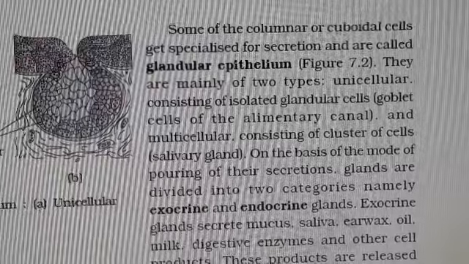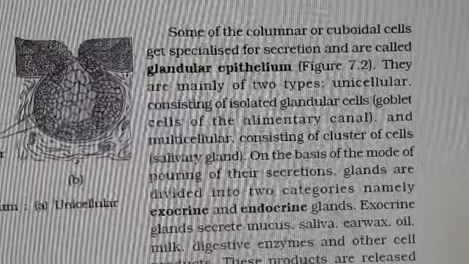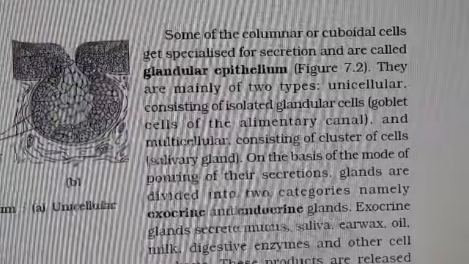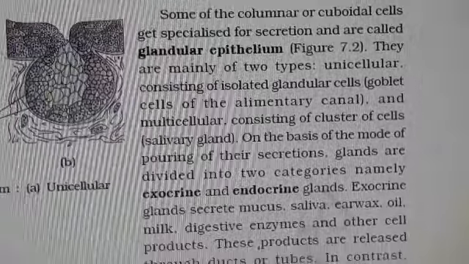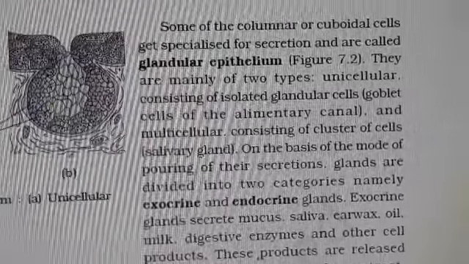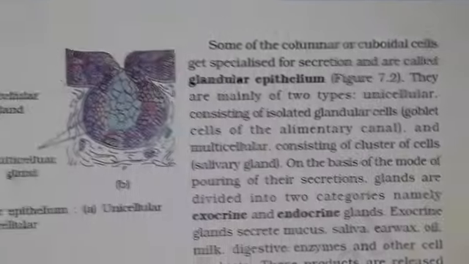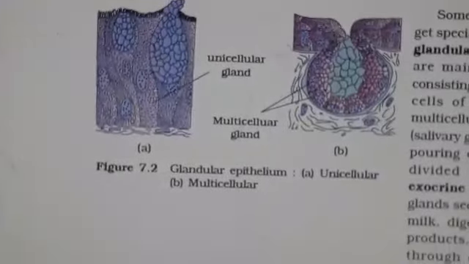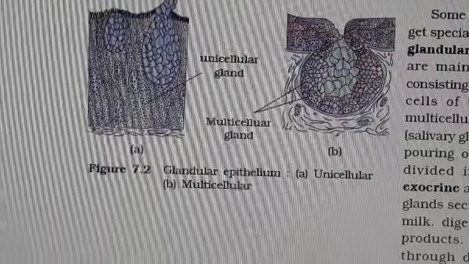Now we will talk about some of the columnar or cuboidal cells that get specialized for secretion, and they are called glandular epithelium. Glandular epithelia are the epithelia present in the glands. You can see the picture here: unicellular and multicellular.